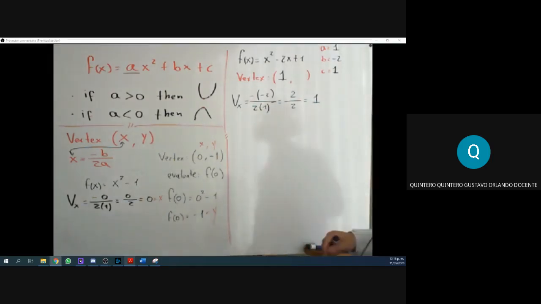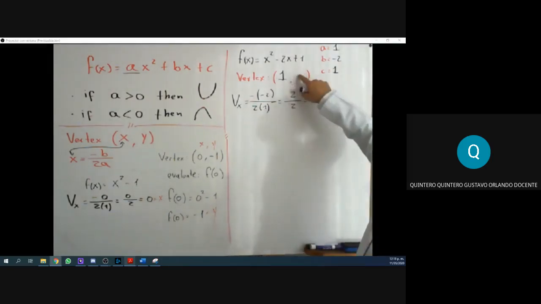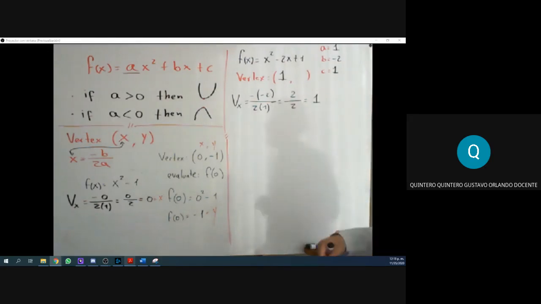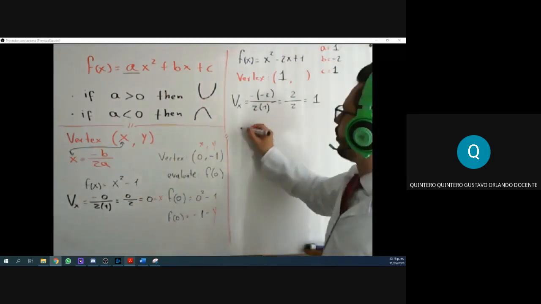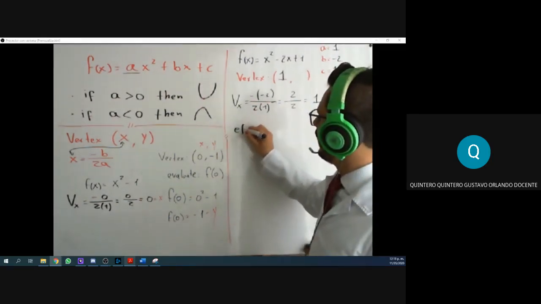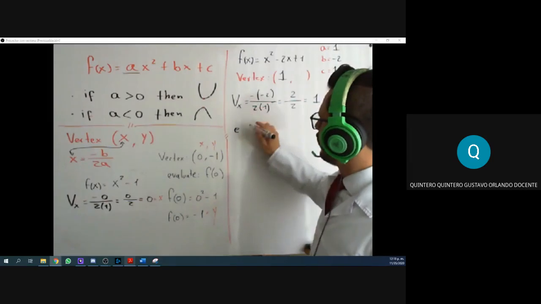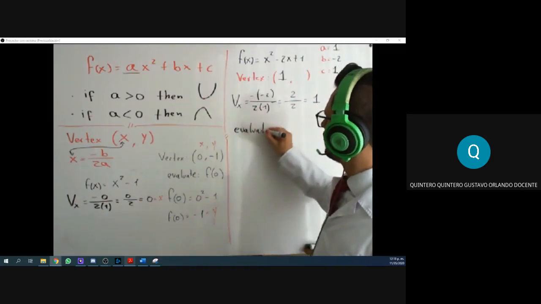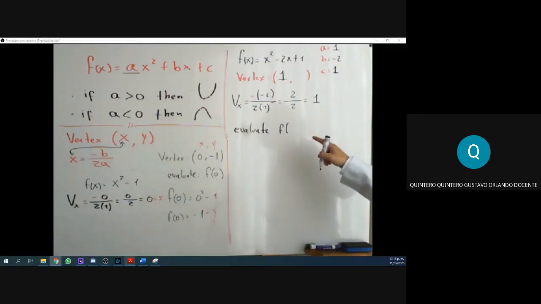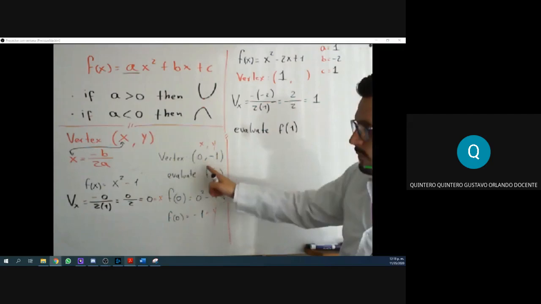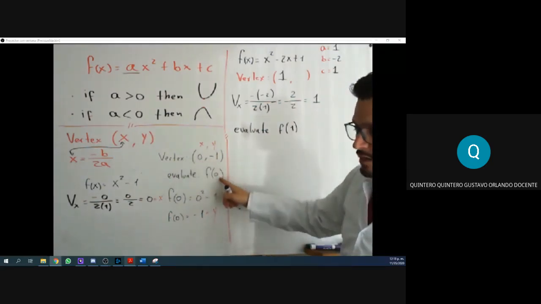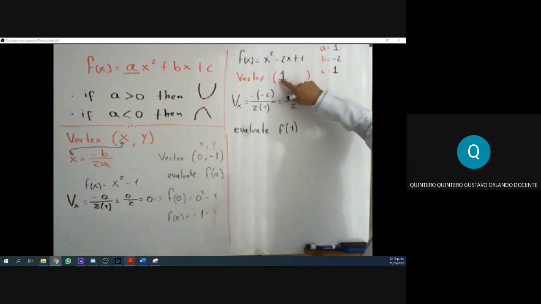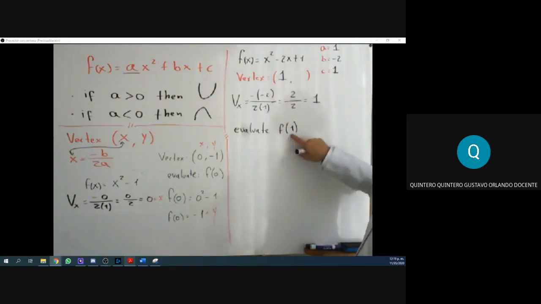All right, from here, let's find the value of y. But how do you do that? Absolutely simple. We want to evaluate f of the value that we just got. In this case, f of 1. Before, we did f of 0 because the value of x was 0. But in our case, in our vertex, the value of x is 1. So we want to evaluate f of 1.